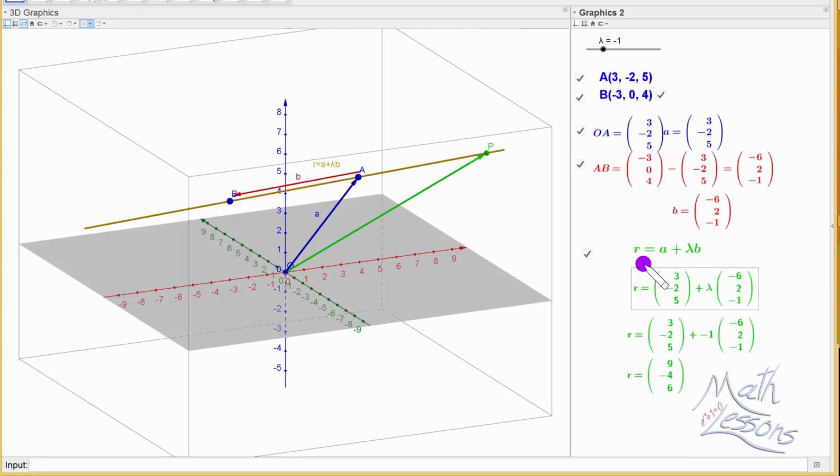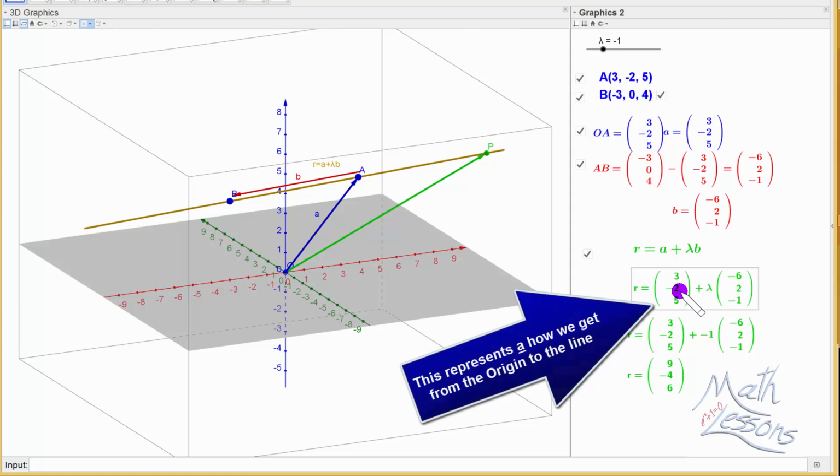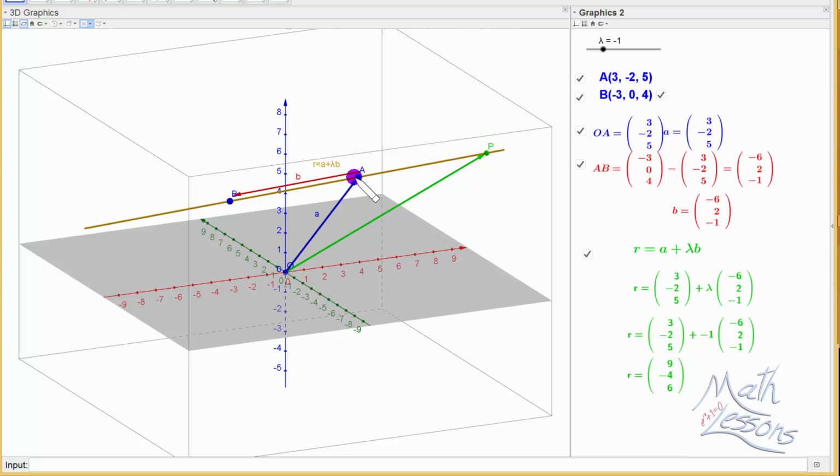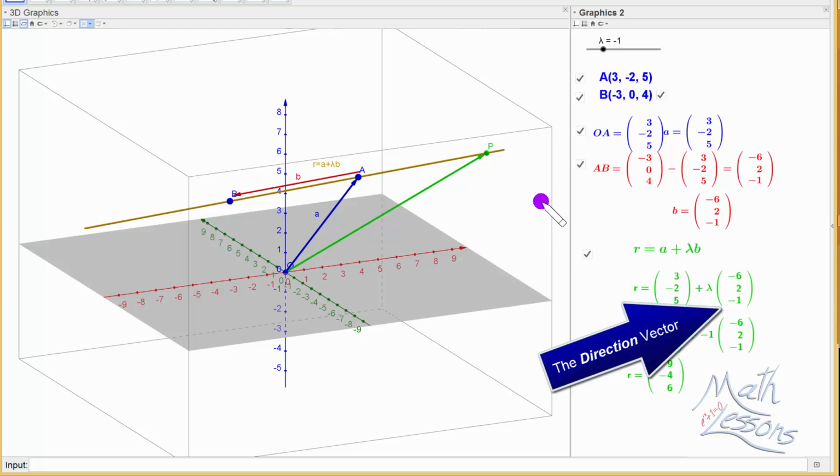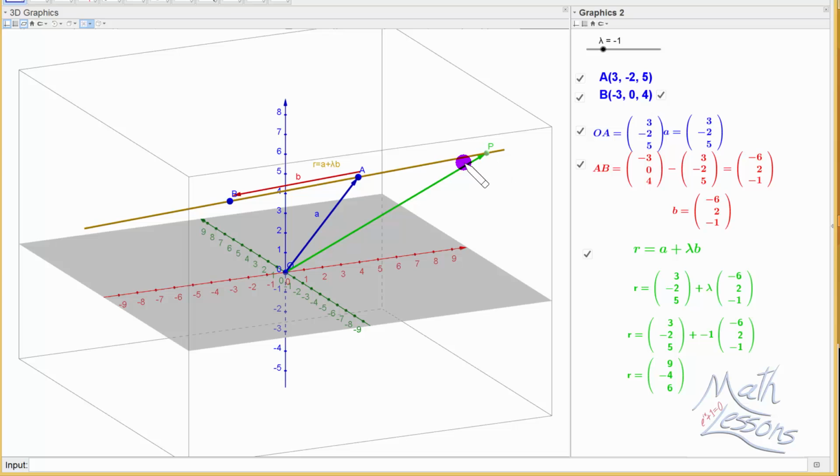And therefore we can write out r equals a plus lambda b, in the form where r equals 3, minus 2, 5, my vector to get me from the origin to the line, plus lambda lots of b. Now here we've got P, which is a point on the line defined by this, and at the moment lambda is equal to minus 1, so P is all the way over here.